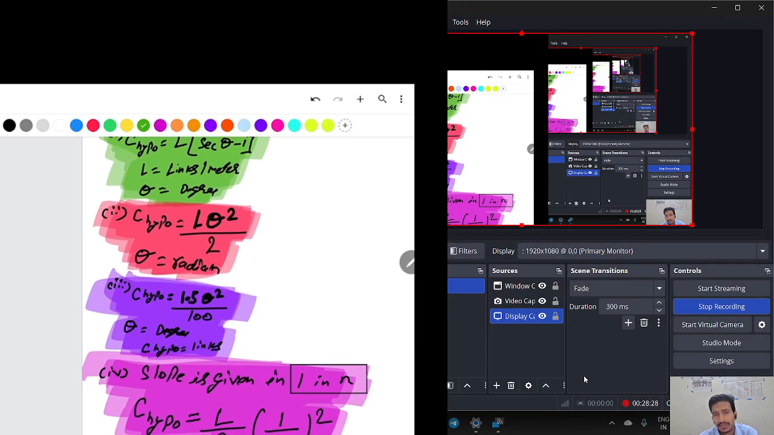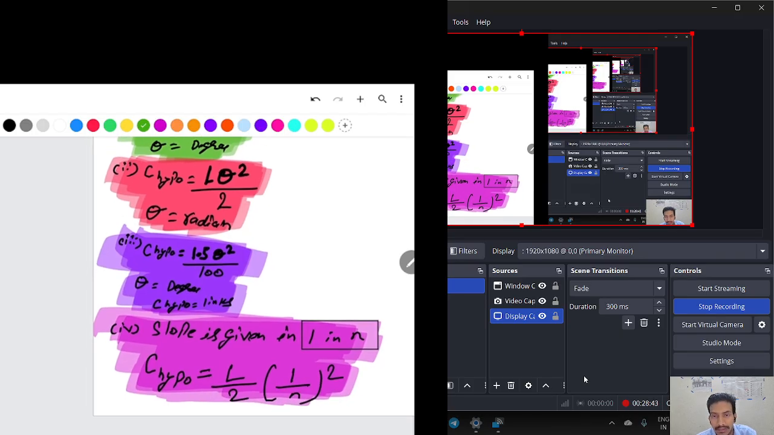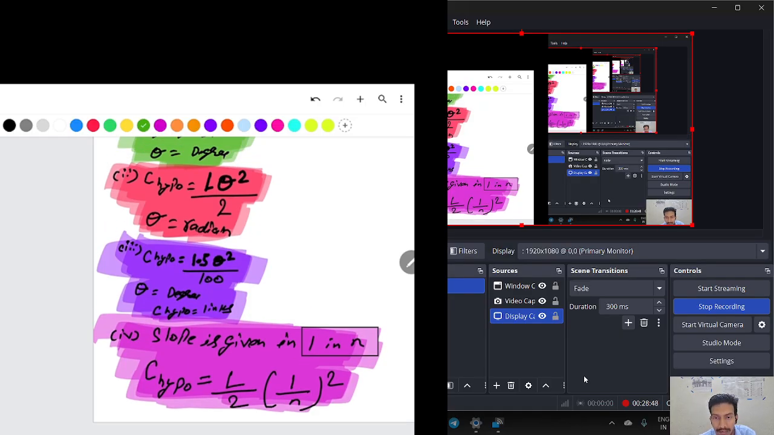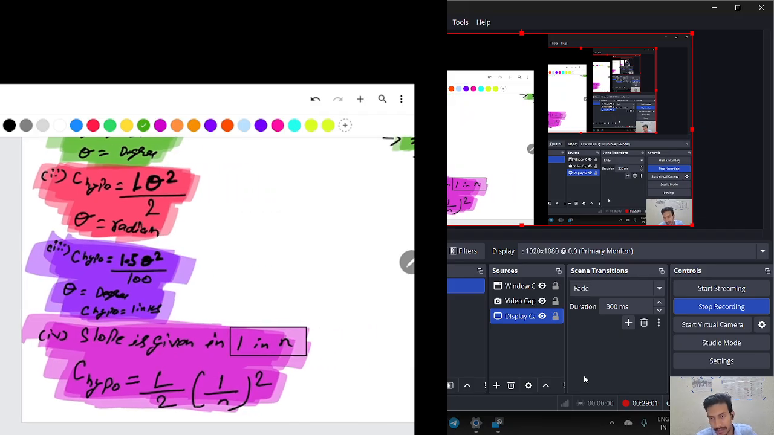Then why do we use the first one and why this one? Both are the same. This one is usually for lengths in meters. And the last one is when the slope is given as 1 in n. Then we have to use L upon 2 times 1 upon n square, that is, length divided by 2 and 1 upon n square.